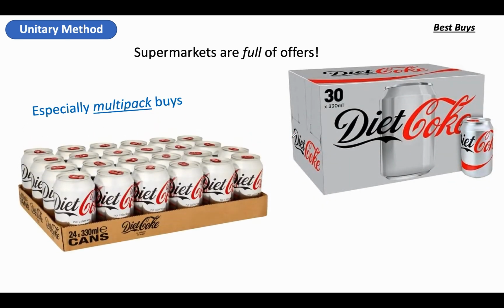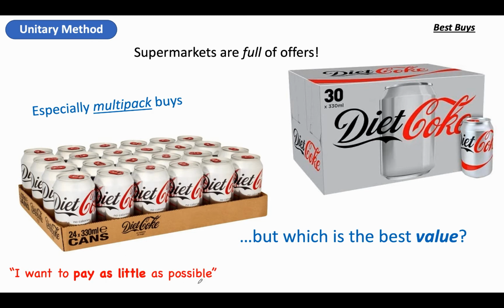Especially multi-pack buys. They like doing these multi-packs. So if you buy 1 can of Diet Coke, it's going to cost quite a bit more than if you say buy 30, or maybe this tray of 24. But the thing is, which is going to be the best value? Now, you can think of value in 2 different ways. And you could think of, firstly, I want to pay as little as possible. So definitely, if you pay as little as possible for the same amount, that obviously shows you which is going to be the best value.